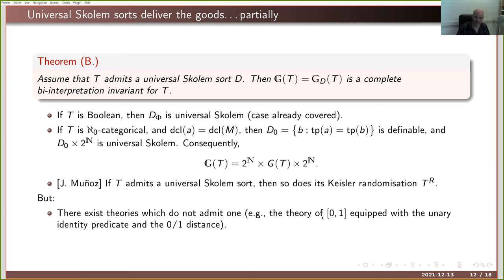Okay, since you wrote it, can you say what the unary identity predicate is and what the 0-1 distance is? Well, the unary identity predicate is a map from the interval [0,1] to the interval [0,1] that sends alpha to alpha. Okay, and the 0-1 distance? The distance is either 0 or 1 according to whether you're equal or not. I see. Okay, thanks. So it's a distance from classical, from Boolean logic. It's a Boolean distance. Yeah, continuous. Okay, it mixes things in a bad way.